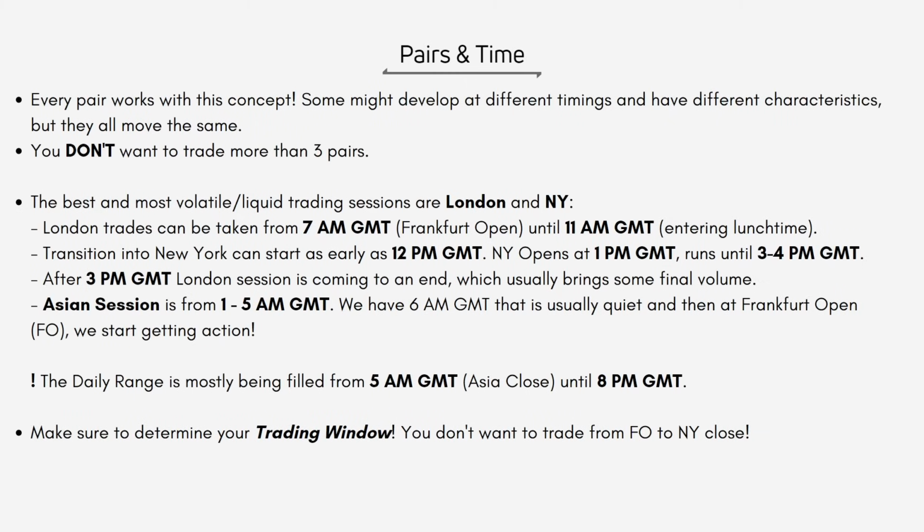As I said, the best and the most volatile liquid trading sessions are London and New York, right? London trades can be taken from 7 a.m. GMT, which is Frankfurt open. So this is in GMT time. Make sure to mark those timings until 11 a.m. GMT, which is pretty much entering lunchtime and the dead hour that I spoke about in the previous slide, where usually the market is going to consolidate, again, create a range. Why? So that the range is actually manipulated during New York and we get another move, okay?